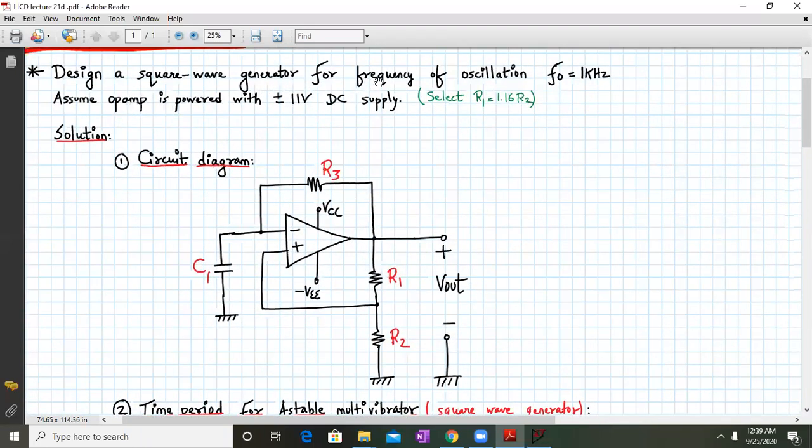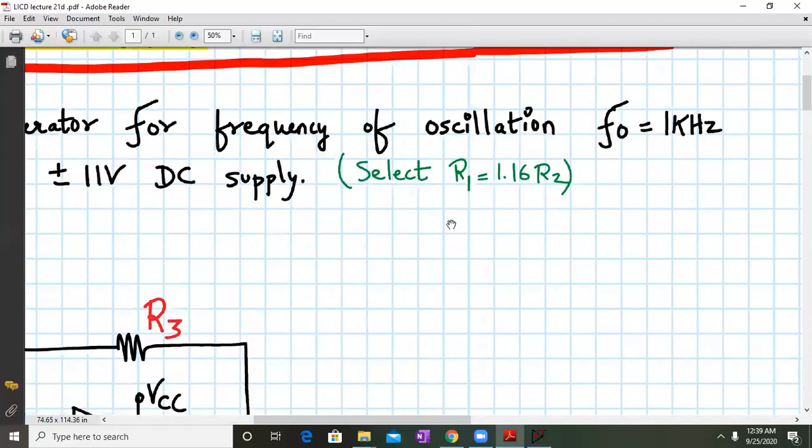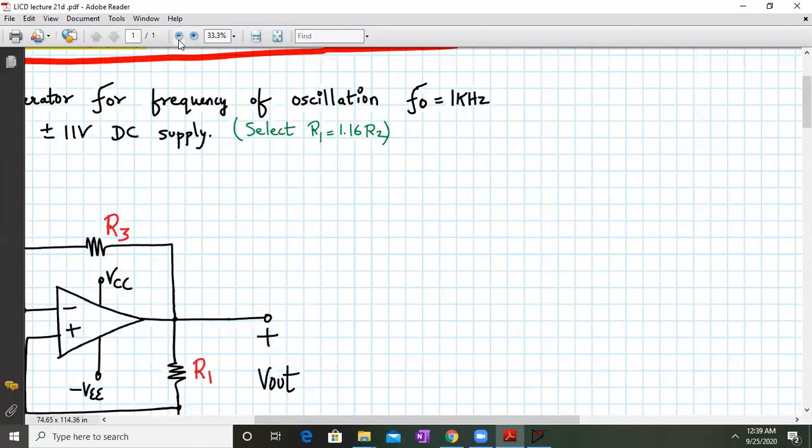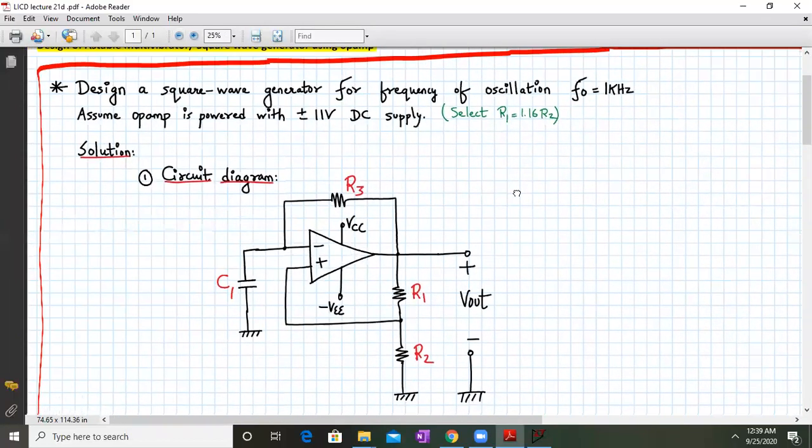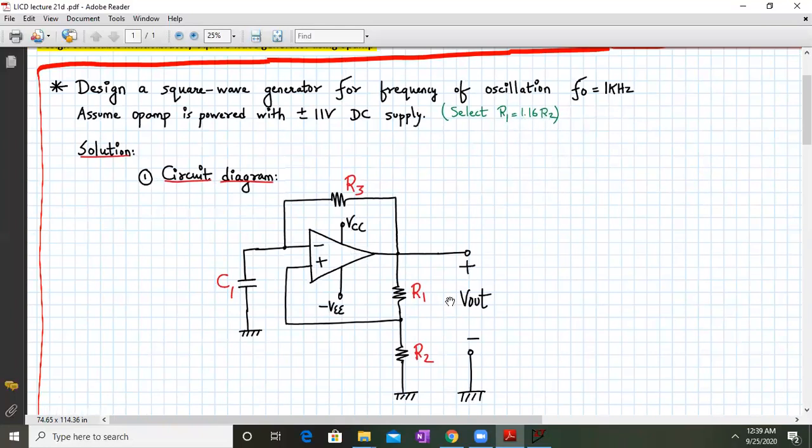So we have to design a square wave generator for a frequency of oscillations of 1 kilohertz. Assume that the op-amp is powered with plus or minus 11 volts DC supply, and we have a special condition over here. The special condition is we have to select R1 as 1.16 times R2. So we will utilize this situation and analyze the numerical accordingly. R1 is this resistance and R2 is this resistance.